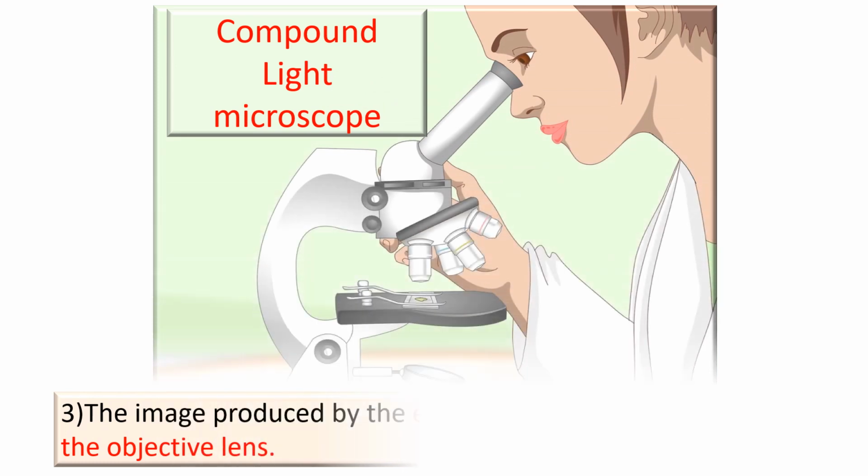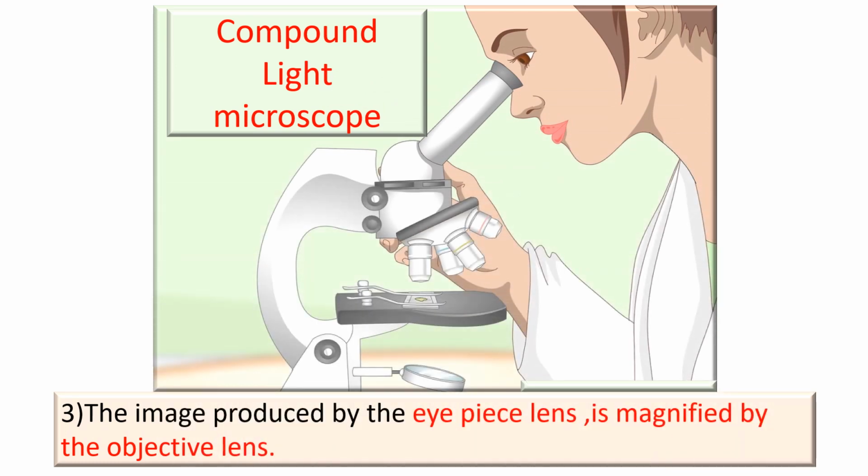The third statement is also incorrect. The image produced by the eyepiece lens is not magnified by the objective lens, because the image of the object is produced first by the objective lens. Then that image is magnified by the eyepiece lens.